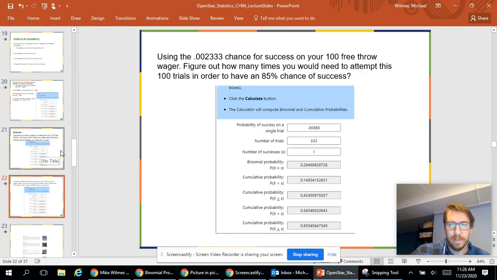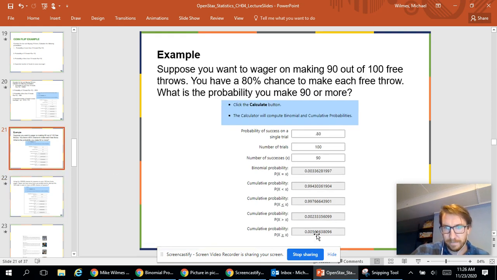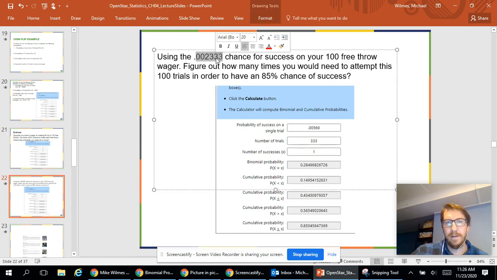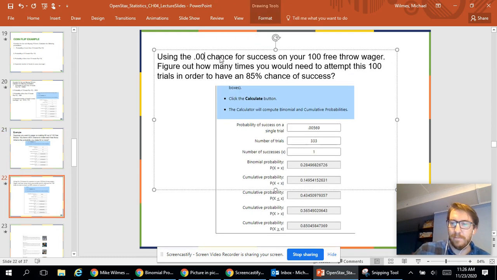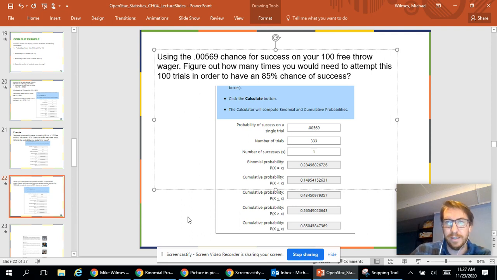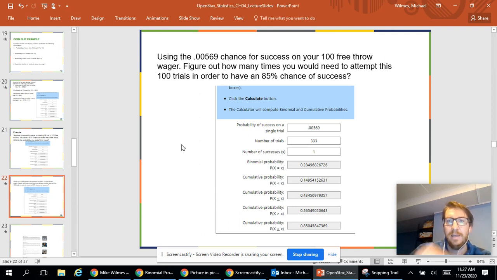Next, we could think about our chances for success, which is, so we want our chance for making 90 or more would be down here, 0.00569. And so on here, we want to use that 0.00569 chance for success on our 100 free throw wager. We want to figure out how many times we would need to run this simulation in order to get an 85% chance of success.